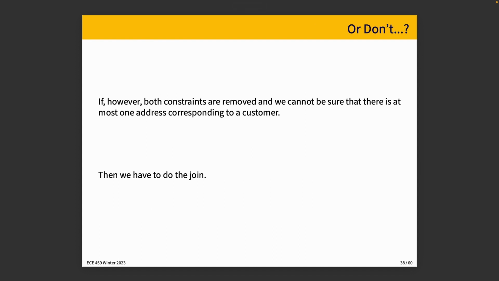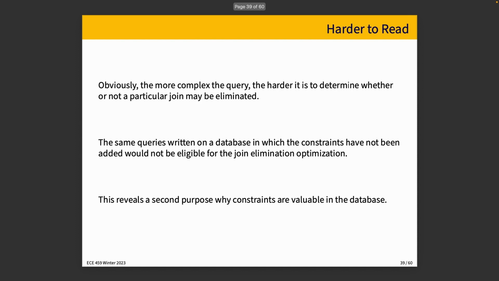If we remove the constraints, the not null constraint, the unique constraint, the foreign key constraint, then yeah, we would actually have to do the join to make sure that every customer does in fact have an address. Given a more complex query, it does get increasingly difficult to determine whether or not a particular join may be eliminated. And as I said, the same queries that are written on a database in which constraints have not been added are not eligible for the join elimination optimization. But it is a good example of why constraints are valuable in the database.